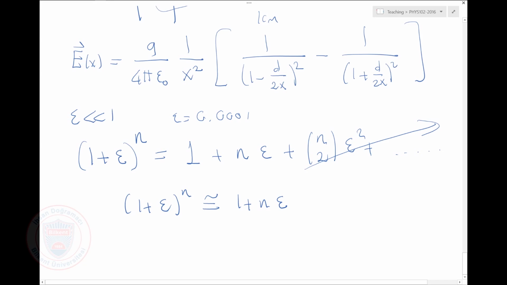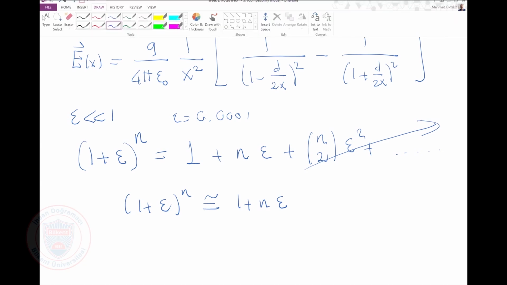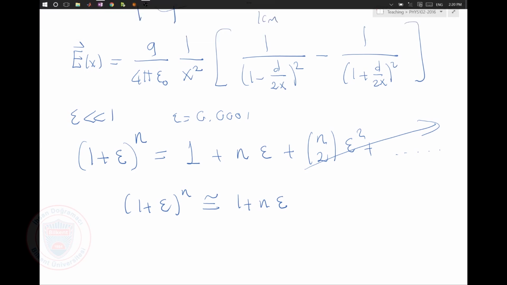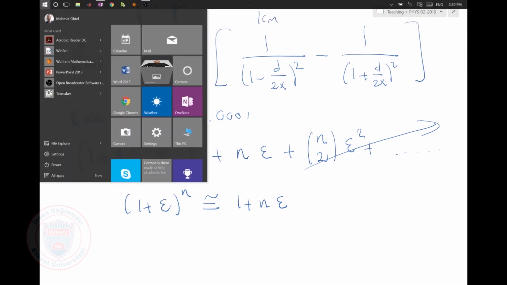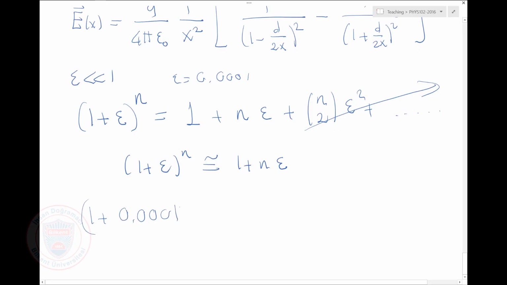I know you don't believe me, so I'm going to call up a calculator here. Really, I'll do that. I would want you to calculate 1 plus 0.0001 to the 5th power, and it should be almost 1 plus 0.0005. Okay? Check it with your cell phones right now. Really do that. Take this to the 5th power or square power and see that it works.